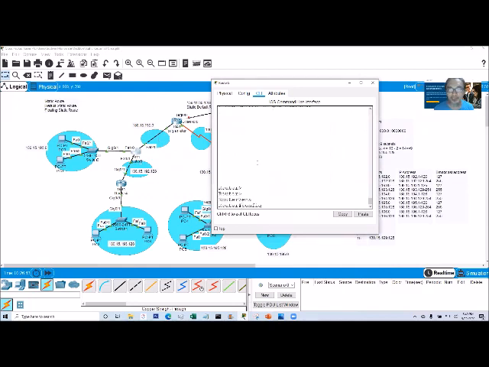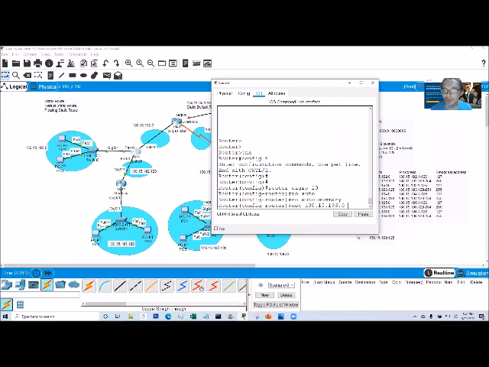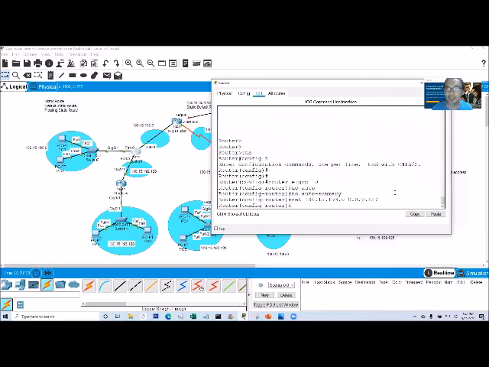So enable, config t, then router EIGRP 10, then no auto-summary. Then we are going to put the network 130.15.193.0 0.0.0.127, because that is its wildcard mask, and enter. Then the next network is the 15, meaning 15.192 here.